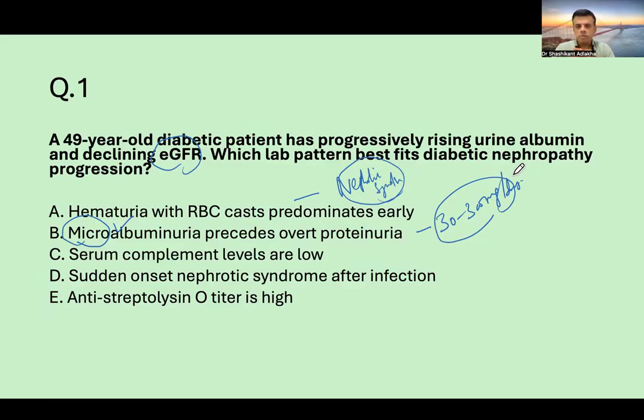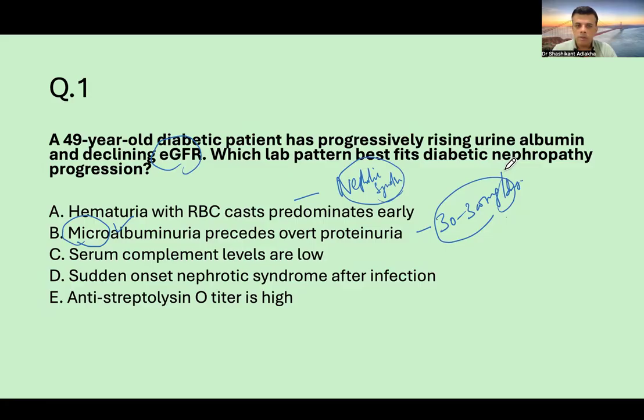Microalbuminuria is also calculated as the ACR, albumin-creatinine ratio, 30 to 300 milligram of albumin per gram of creatinine. ACR is also equivalent to the microalbuminuria of 30 to 300 milligram per day of albumin excretion. So this is the correct answer, and it represents impending diabetic nephropathy. It is also indicative of the cardiovascular status of the individual, and it reflects endothelial damage. So high morbidity is associated with microalbuminuria.